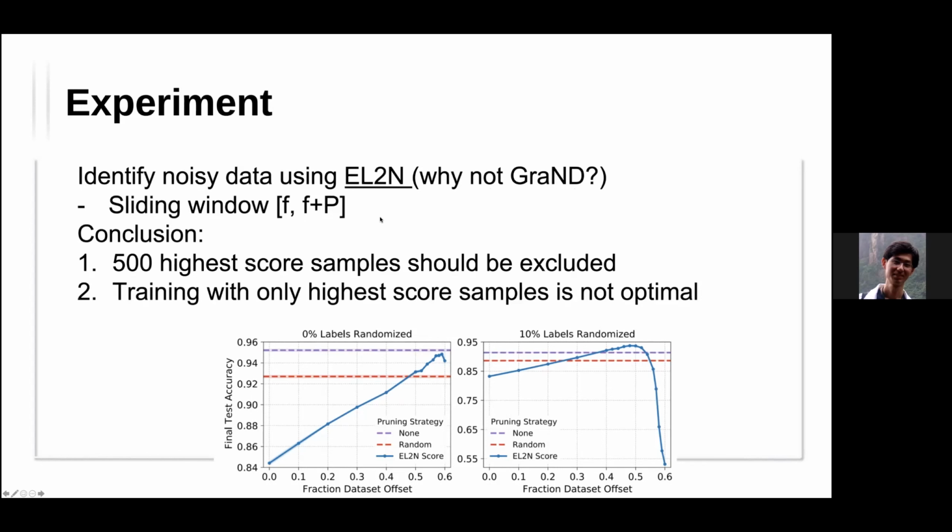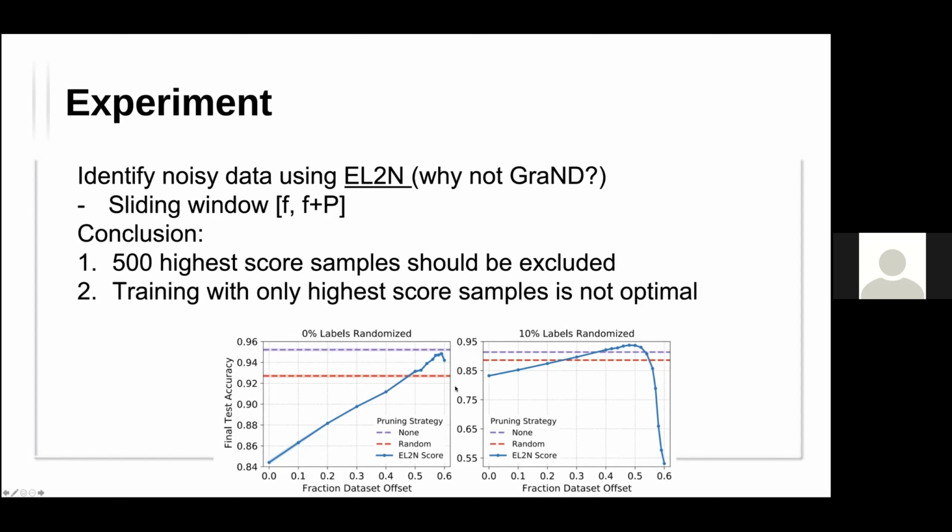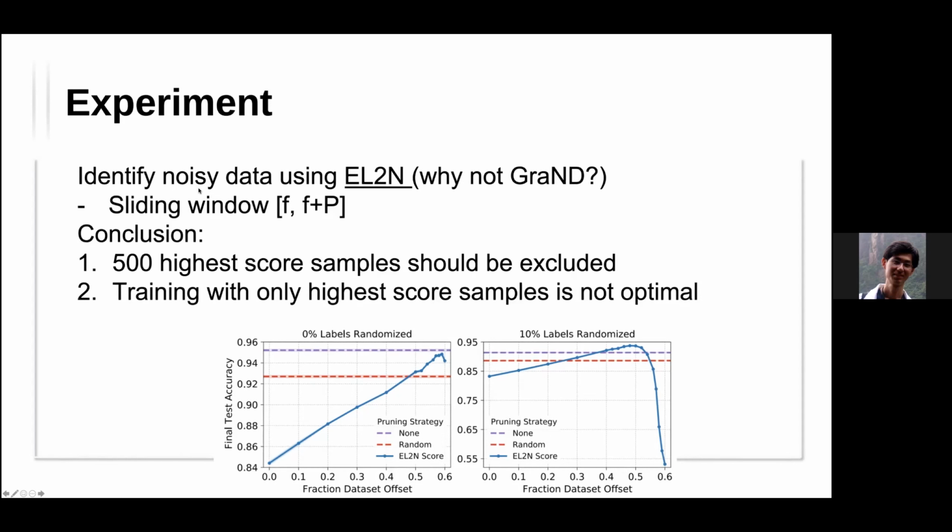So there's no need for the baseline. Okay. The baseline is random. And the task is finding the noise data. And they do not compare it with GraNd. No. So I think the reviewers, I don't know how they do the rebuttals, but anyway, we can keep going. And the diagram has the x-axis as the fraction data set offset.